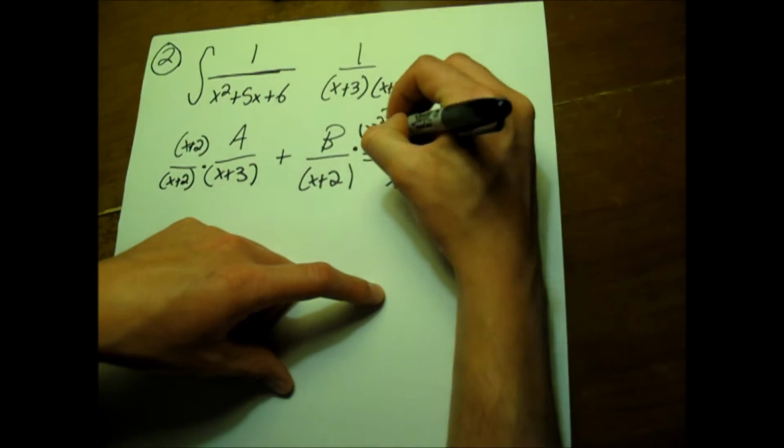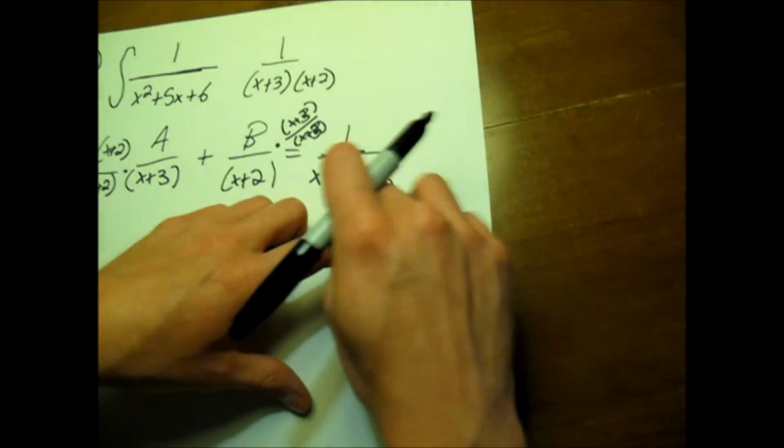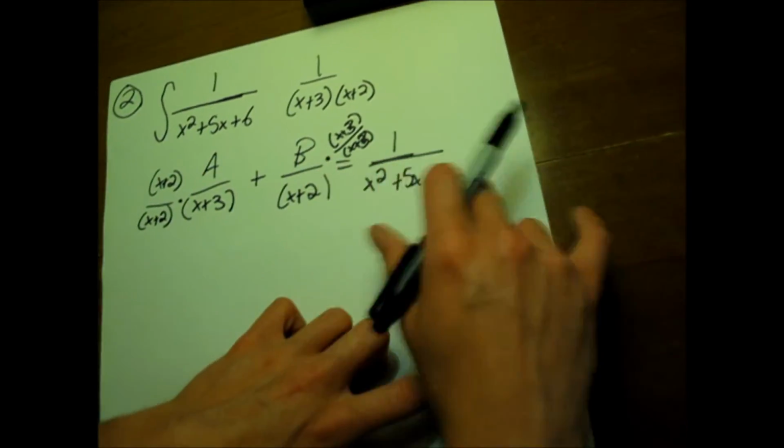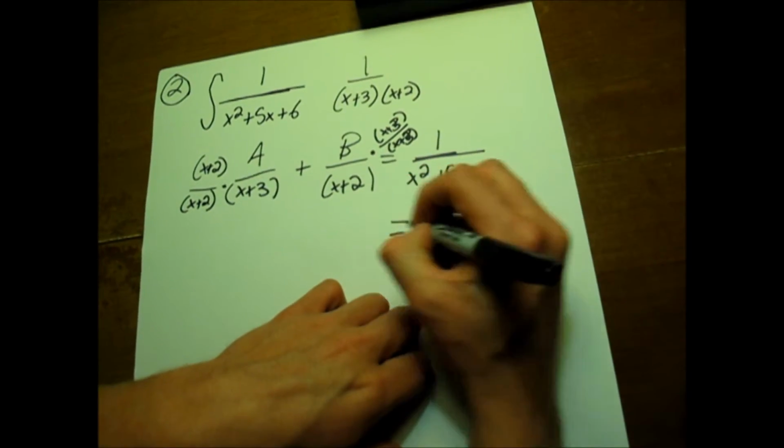Oops, this is supposed to be x plus 3, sorry. And then right here, since this is x plus 3 and x plus 2 on the bottom, when we multiply these out, it's just going to cancel out the denominator over here, so I'm not going to write that all out again, so we're just going to set equal to 1.